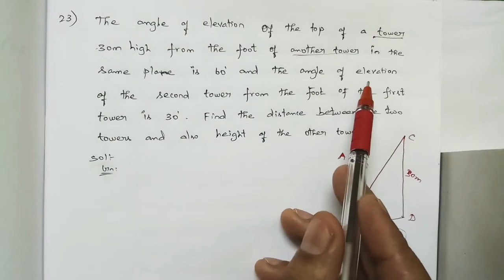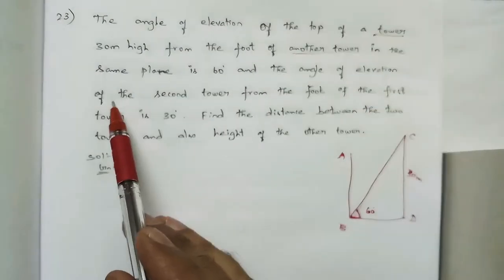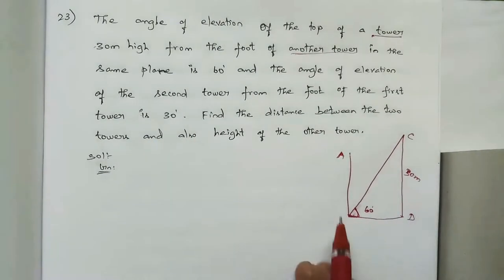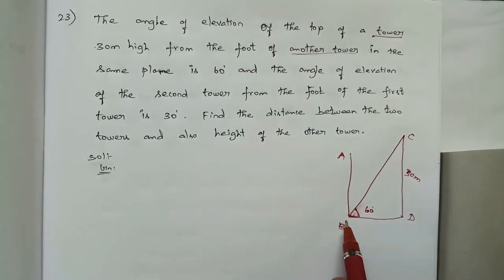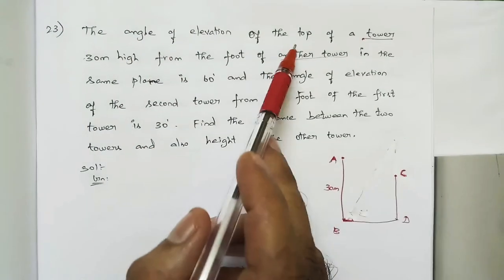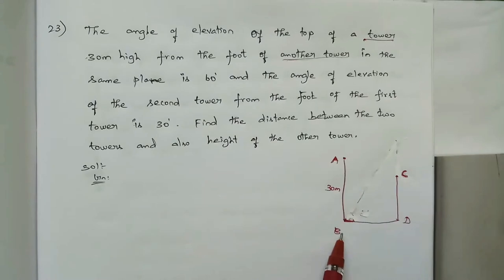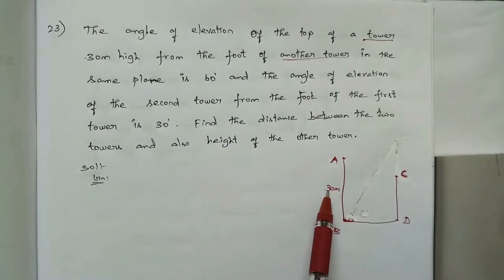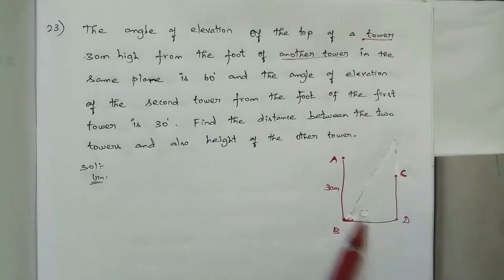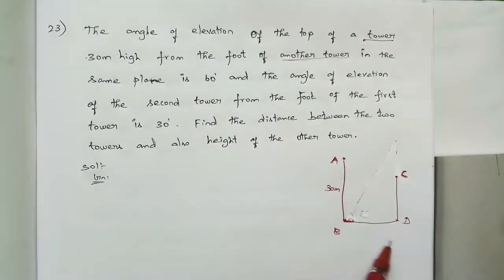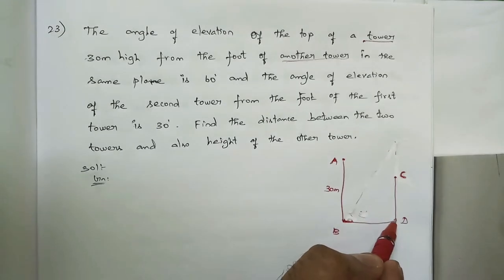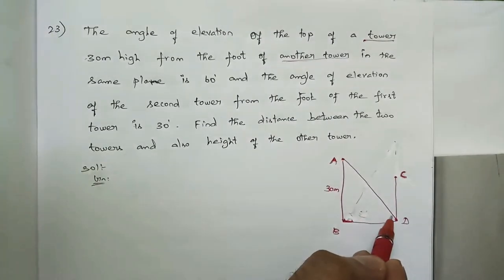And the angle of elevation of the second tower from the foot of the first tower. I'm taking that AB is the second tower and CD is the first tower. See, the angle of elevation of the top of a tower, 30 meter high. Another tower is CD. From the foot of the other tower in the same plane, D is the foot of the other tower. From there, the angle of elevation of the top of the first tower is 60 degree.